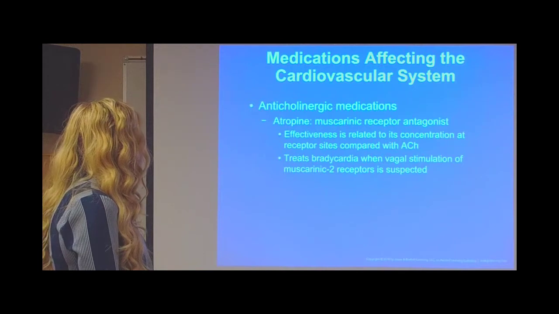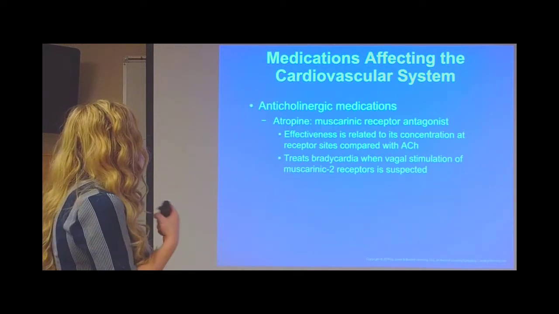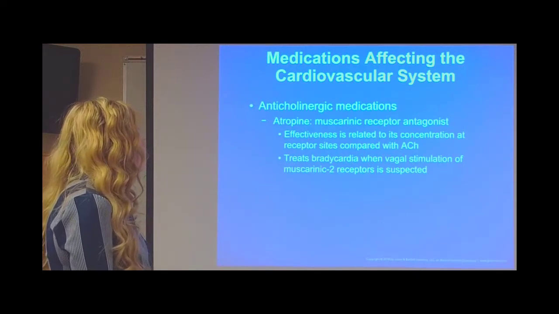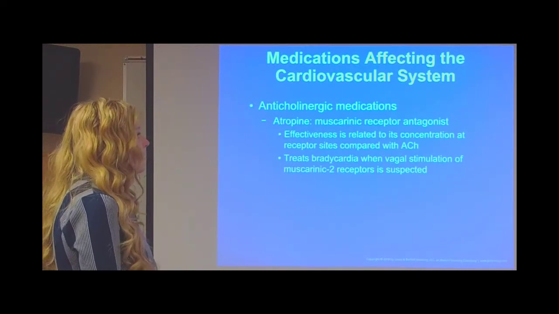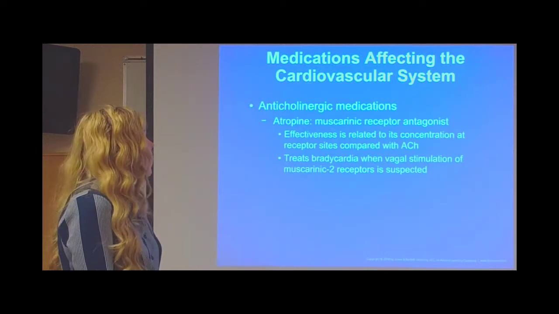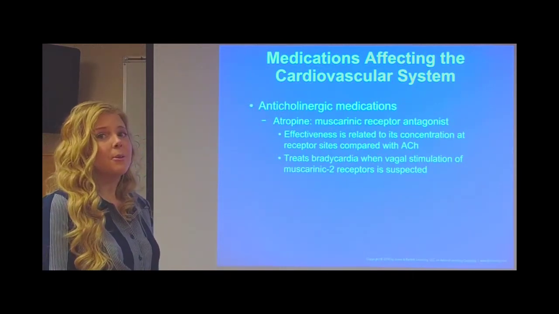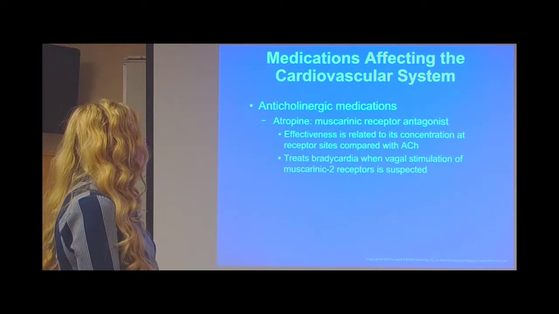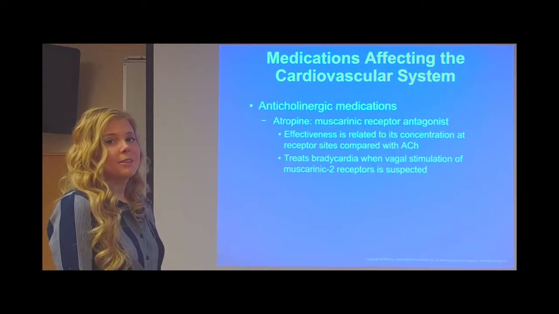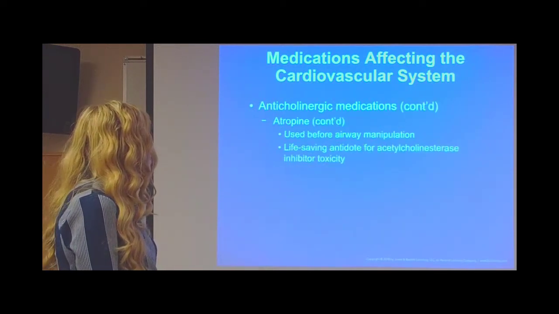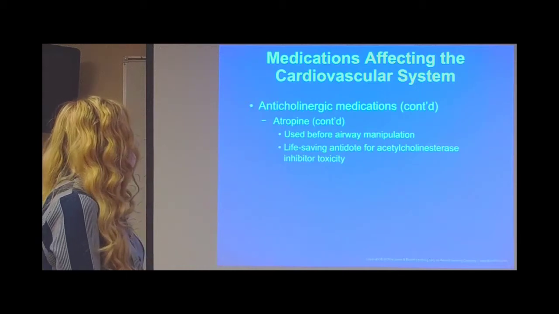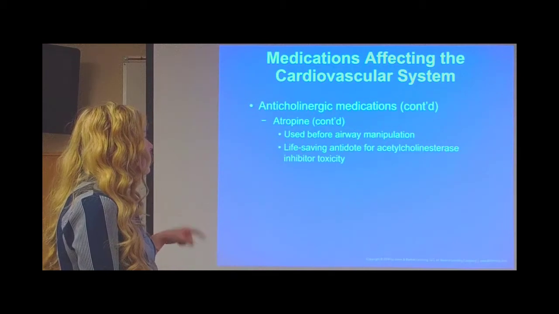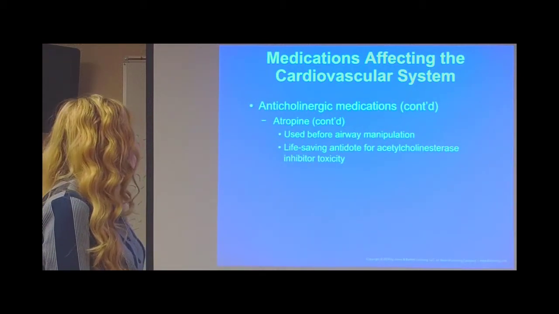And then we have our anticholinergic medications, and a big one that affects the cardiovascular system is atropine, because it's a muscarinic receptor antagonist, and its effectiveness is related to its concentration at the receptor sites compared with the acetylcholine we talked about earlier. It's going to treat bradycardia when vagal stimulation of the muscarinic 2 receptors is suspected. It's used before airway manipulation, and another important thing about this drug is it's used for acetylcholinesterase toxicity.